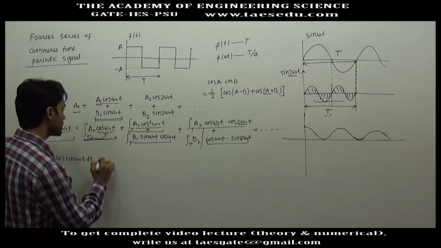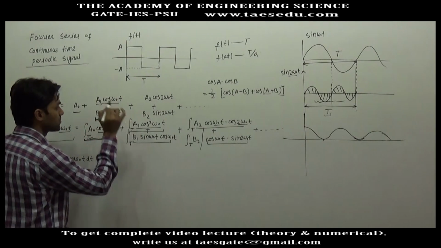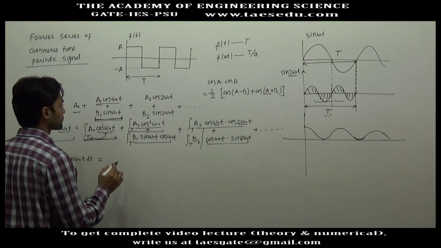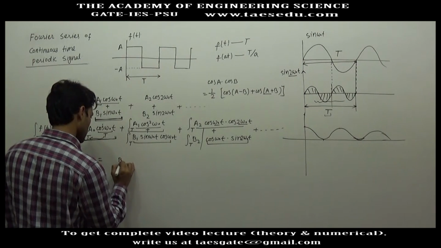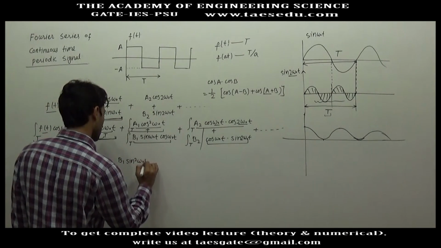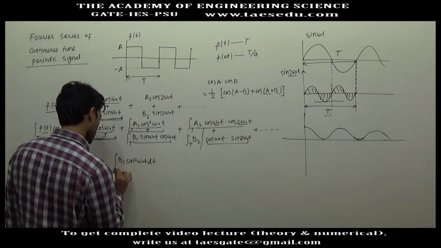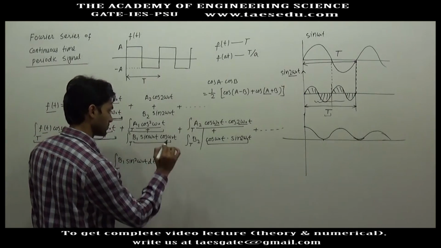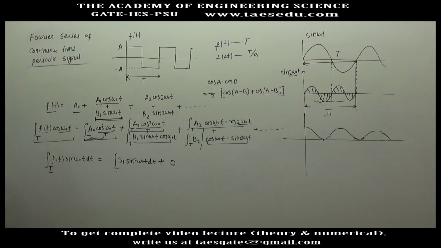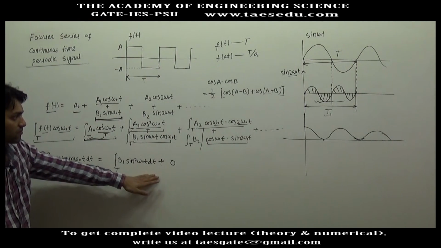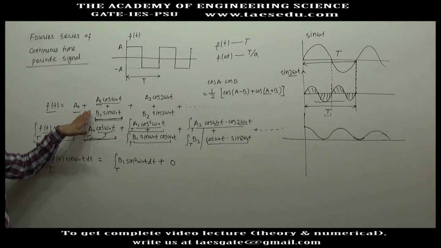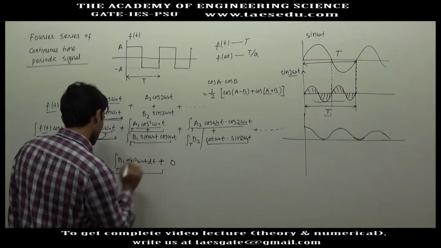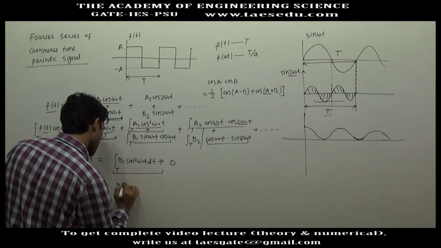In the right hand side corresponding to this term we will get a non-zero value, and that value will be the integration of b1 sin square omega naught t dt for a duration of T, and integration of all other terms will be 0, in the same way we have done earlier in case of finding out capital A1. And integration of this term will be b1 into T by 2.